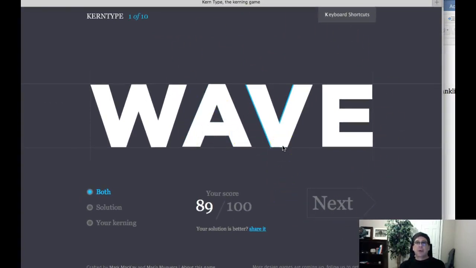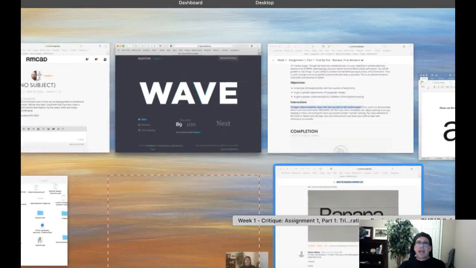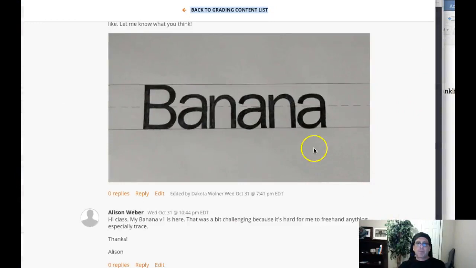Make sure you keep your software open too so you can work on Kerning while you're working with these manual sketches as well. So it all kind of fits together in the end, right? Provides a really robust learning experience.